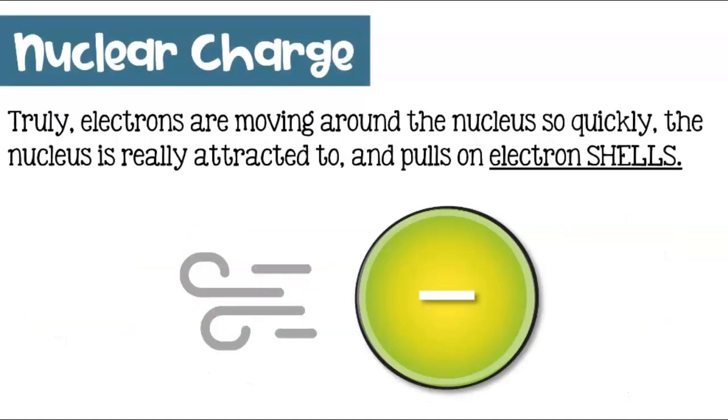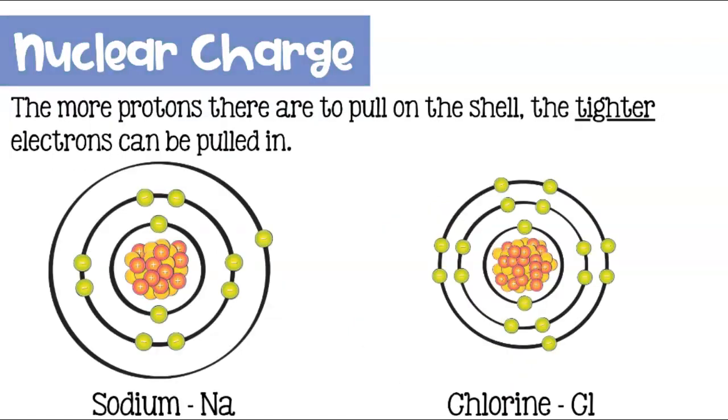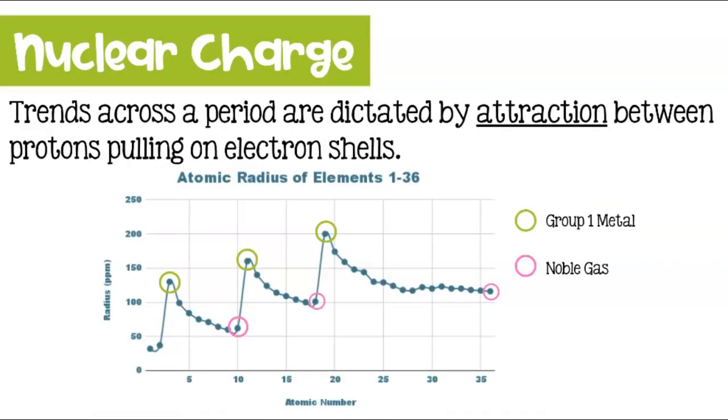Now, truly, electrons are moving around the nucleus so quickly, the nucleus is really attracted to and pulls on the electron shells, like we just said. The more protons there are to pull on the shell, the tighter the electrons can be pulled in, which is why sodium is bigger than chlorine. Trends across a period are dictated by the attraction between protons pulling on electron shells.